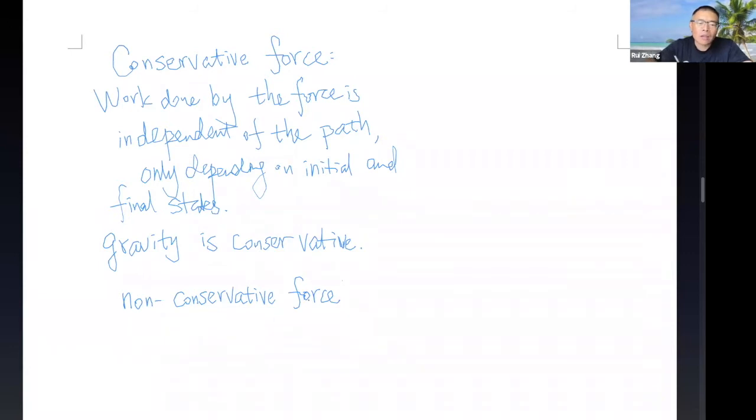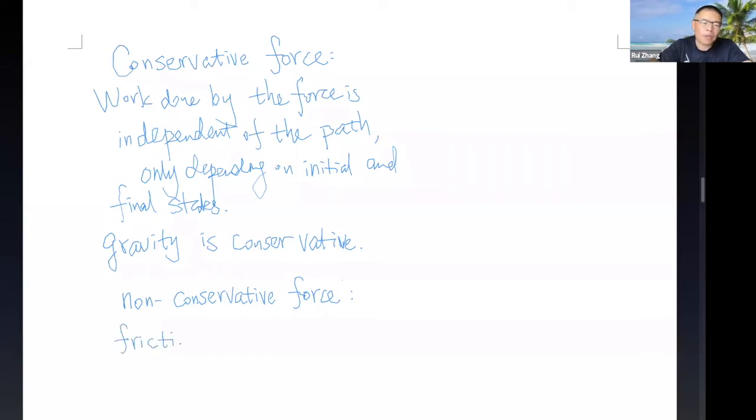So they're called non-conservative force, okay? Well, the definition is simple. If the work done by that force depends on the past, then it's a non-conservative force, okay? Now, a very good example of a non-conservative force is friction, okay?